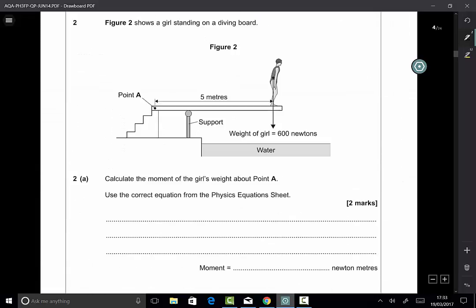Okay, we've got a girl standing on a diving board and we're asked to calculate the moment of the girl's weight around point A. So moment equals force times distance. The force is 600 newtons. The distance is 5 meters. So 600 times 5 is 3000 newton meters.